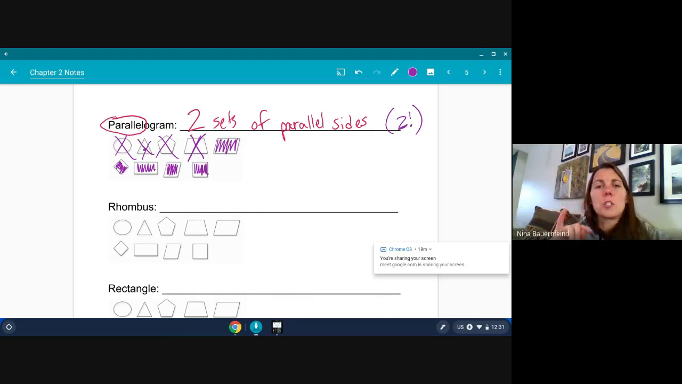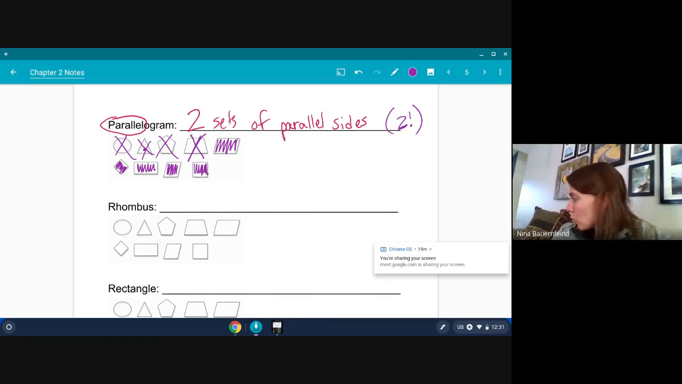Okay, so just to be clear, if you say this is a trapezoid, you cannot say it's a parallelogram. It is one or the other. Okay? So it's either hot outside or it's cold outside. It's not both. Okay?